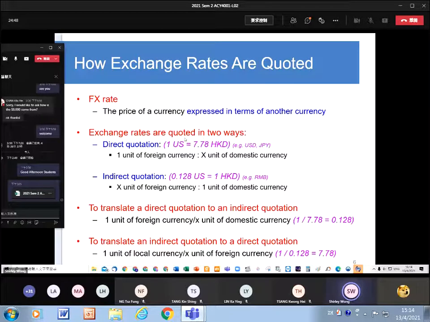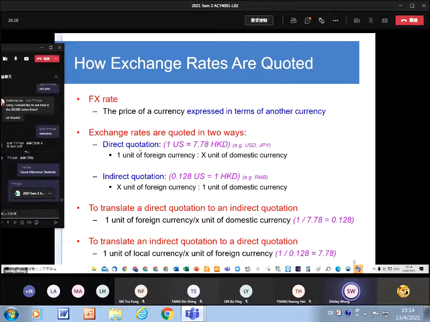So the exchange rate usually will be quoted in two ways. First is called direct quotation. Under the direct quotation, our focus is the foreign currency. We want to look at if I have 1 unit, that means $1 of the foreign currency, for example, if I have $1 of US, how much local currency can I exchange it for? Then in Hong Kong, 1 US is equal to 7.78 Hong Kong dollars.